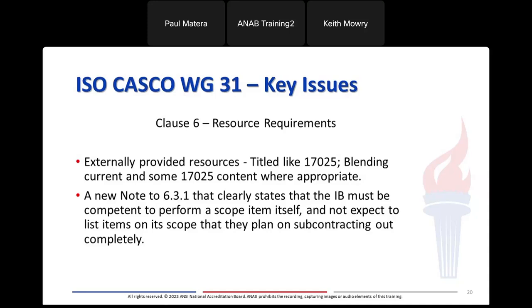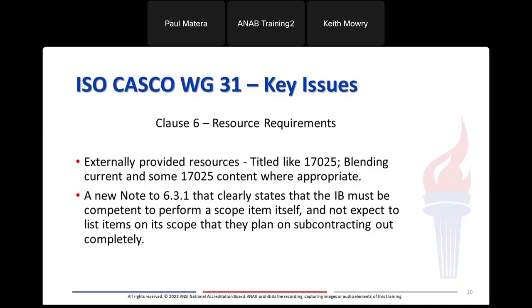It clearly states that the IB must be competent to perform a scope item itself. Not to expect to list items on a scope they plan on subcontracting out completely. So we run into this quite a bit. You go into an inspection body and the people in the inspection body aren't necessarily competent to perform a given inspection. And we get told, well, we're going to sub the whole thing out. Well, that was never really allowed, but it wasn't as explicit in the current version of the standard as it should have been.